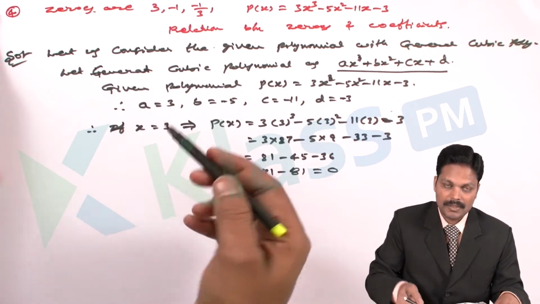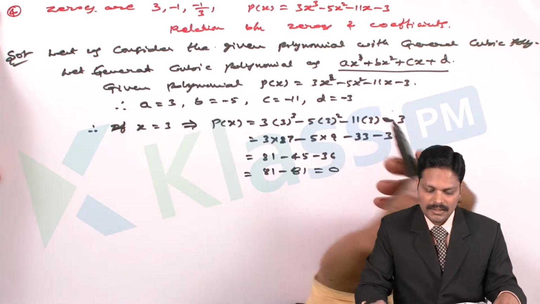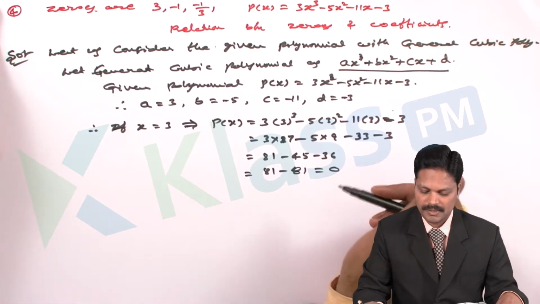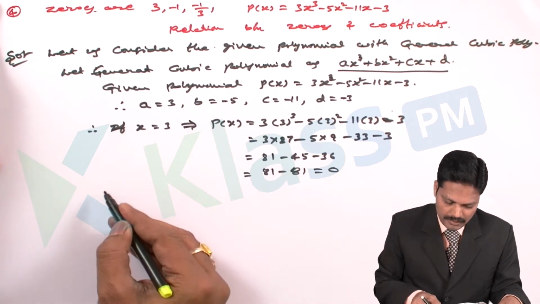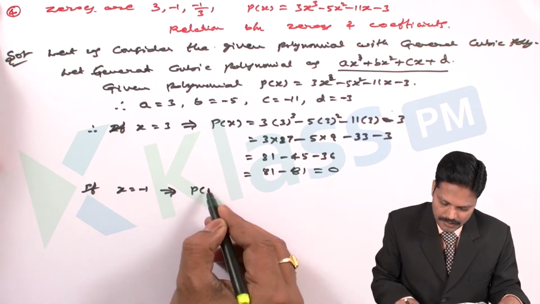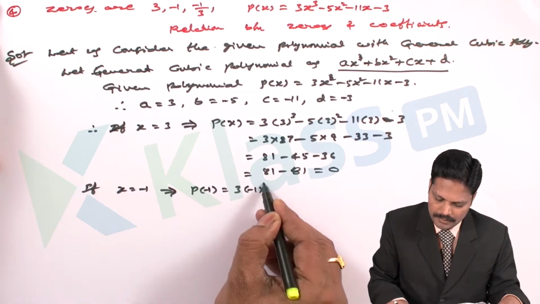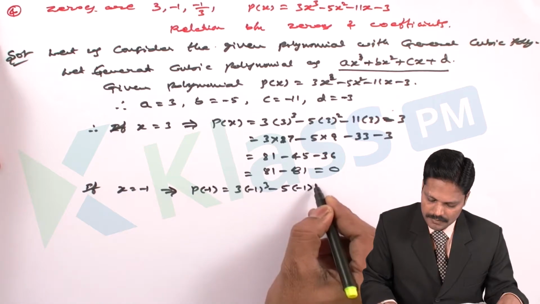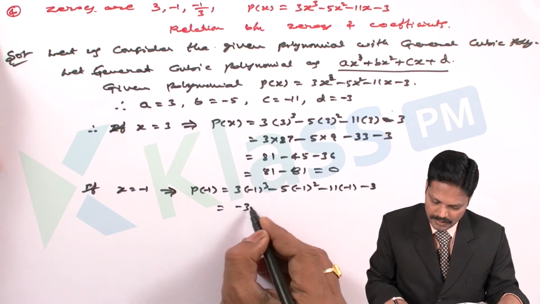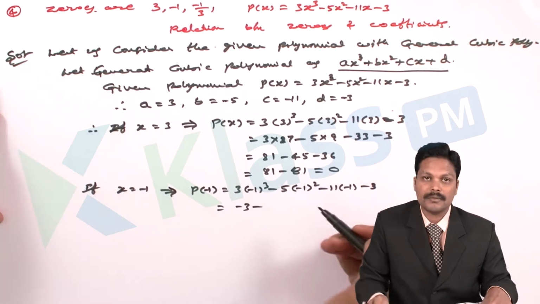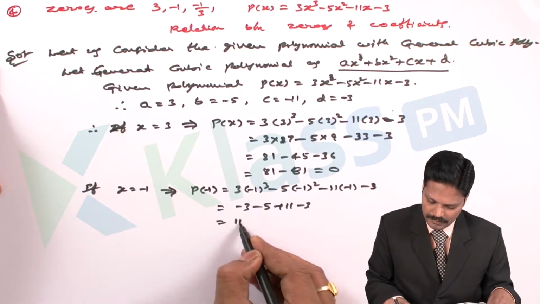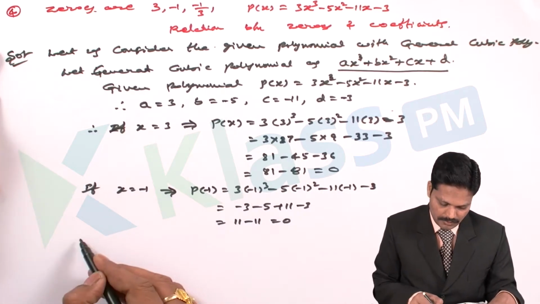Zeros of the polynomial means the value which, when substituted for x, makes the polynomial become 0. So this is one zero of the polynomial. If x is equal to minus 1, then p of minus 1 is 3 into minus 1 whole cube minus 5 into minus 1 square minus 11 into minus 1 minus 3. Minus minus becomes plus, so minus 3, minus 5, plus 11, minus 3, and then 11 minus 11 is also 0.